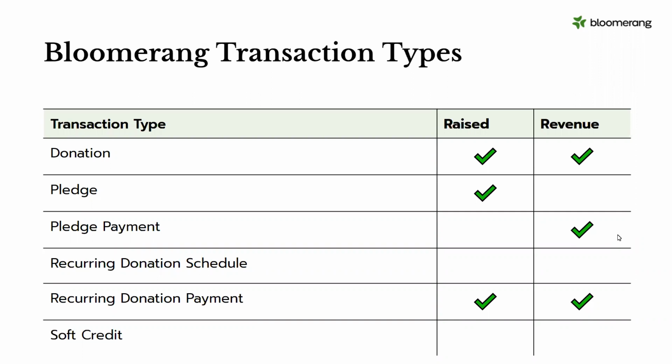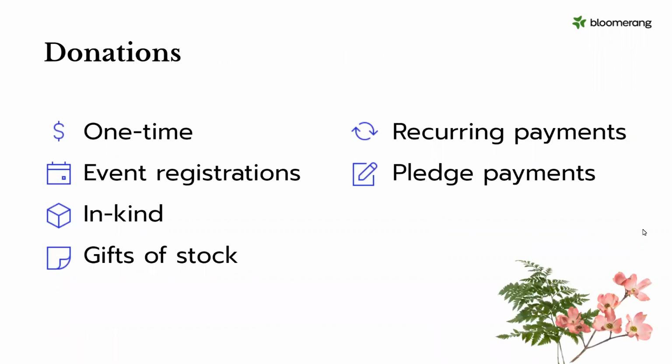We do also have a whole series of classes on recurring giving, all the way from creating and tracking a recurring giving program to loving your recurring donors, keeping your recurring donors, as well as upgrading your recurring donors. For today, we'll talk a little bit about how to enter those schedules and how to enter the recurring payments. And of course, soft credits. We are definitely going to talk about soft credits today. So first, I want to start off with donations. Donations in Bloomerang encompass a few different types of gifts.